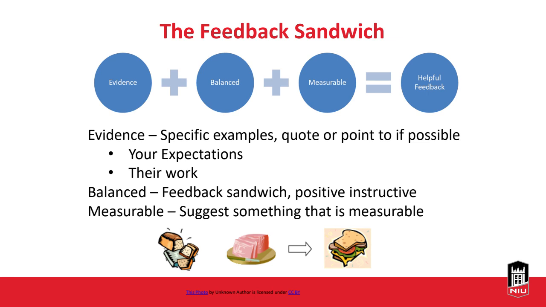The feedback sandwich is this idea that there are three different parts to it. There's the evidence, and this is where you specifically refer to your expectations. And this should have been something you either illustrated in specific detail in the assignment prompt or followed up with a rubric. And then their work. So again, you're going to want to talk about what you were expecting and what you found, and talk about those specific areas that you looked at.